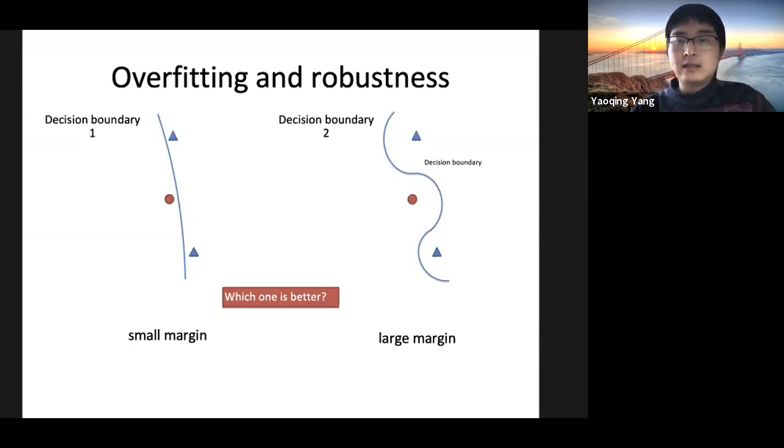Okay, this is just a quick clarification of the overfitting issue in the robustness problems when you look at decision boundaries.